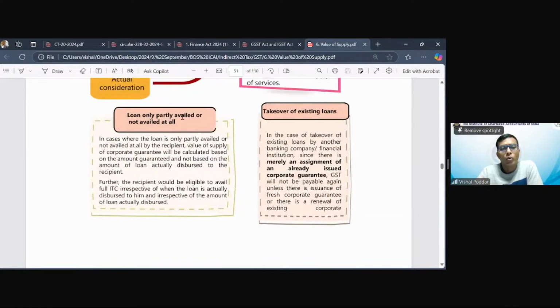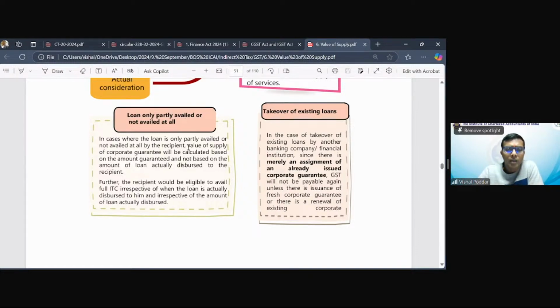Second, loan only partly availed or not availed at all. Now this is interesting. What does it mean? Many times we get loans sanctioned, but we do not use the loan. We just get it sanctioned so that if by chance I need the loan, I will use it. So either you do not use the loan or you use only partly, but you have got the loan sanctioned. Now, please understand, when the loan is sanctioned but not used, there is no service as such which the director is giving, because if the company has not used any loan, the director never has any liability of repaying to the bank. Only the loan was sanctioned.